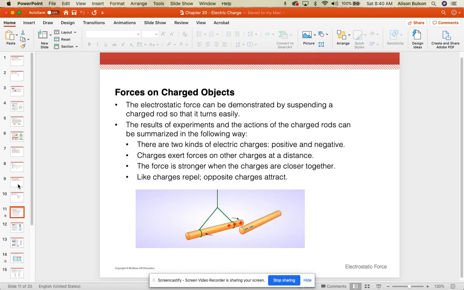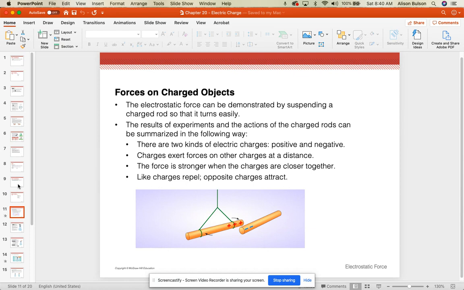The electrostatic force can be determined by suspending a charged rod so that it turns easily. The results of experiments and actions of the charged rods can be summarized the following way. There are two kinds of electric charges, positive and negative. Charges exert forces on other charges at a distance. So this is a non-contact or field force. The force is stronger when the charges are closer together and weaker when they're further apart. Like charges repel and opposite charges attract.